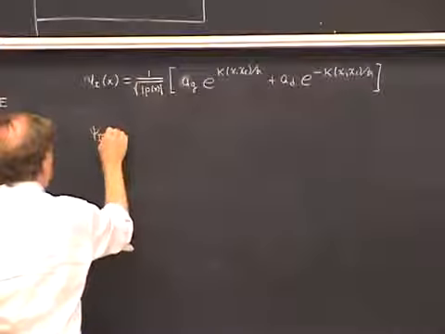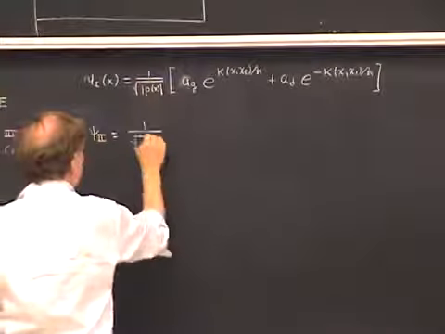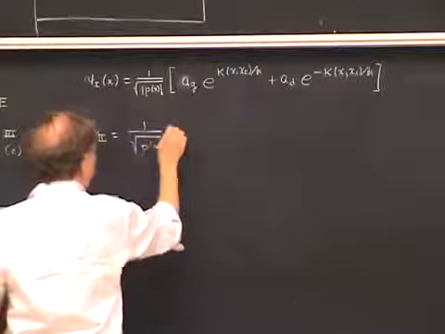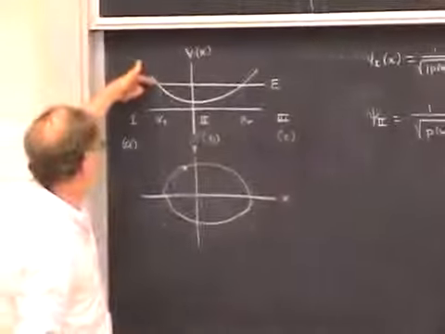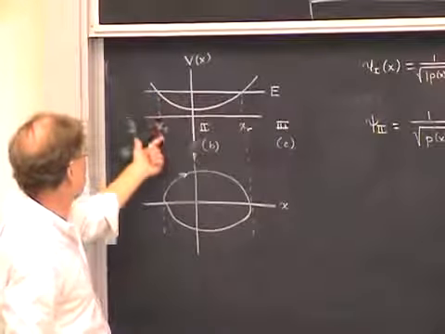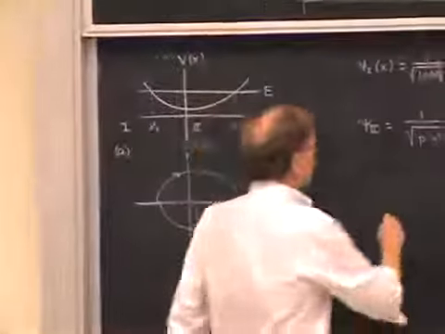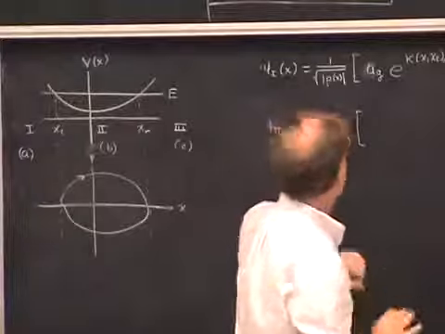Psi in region 2 is going to be 1 over the square root of p of x. And now I'll use the version of the wave function in which the action integrals are referred to the left turning point. This is, I forgot something.